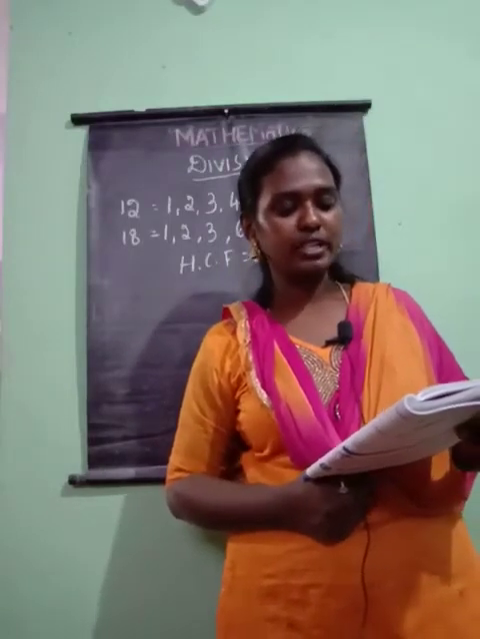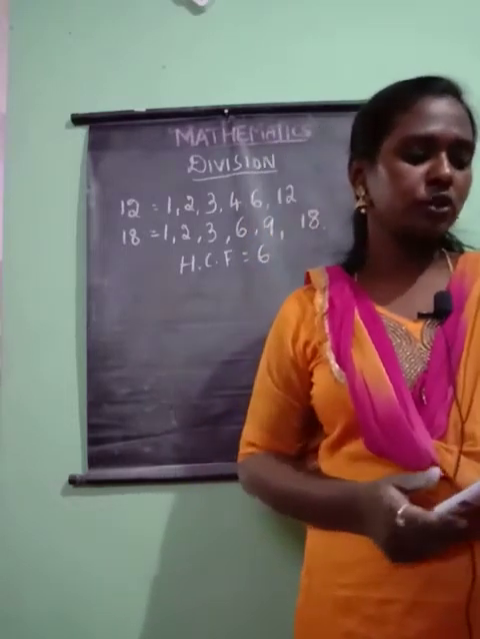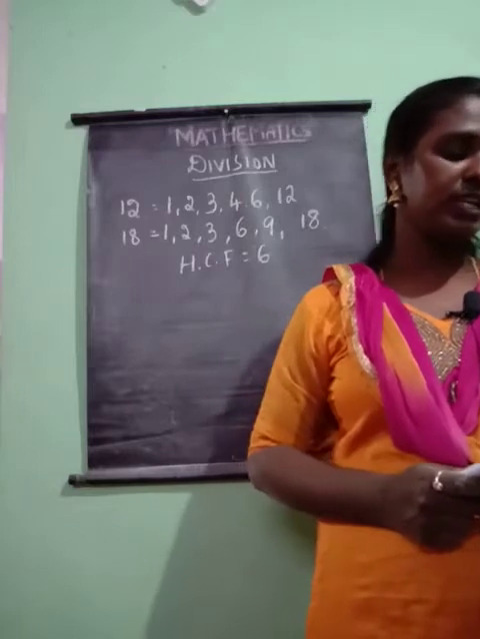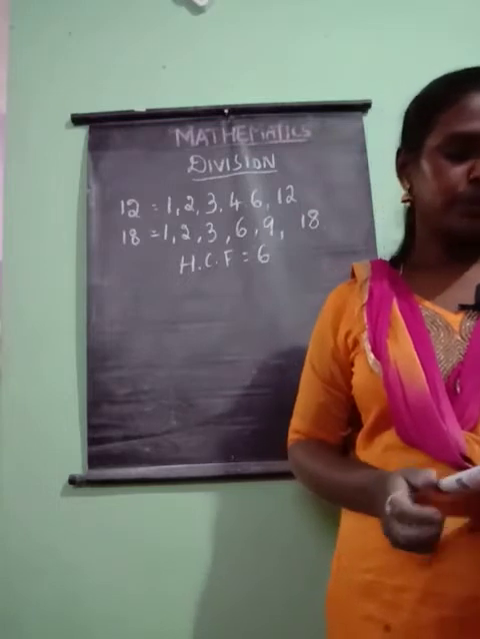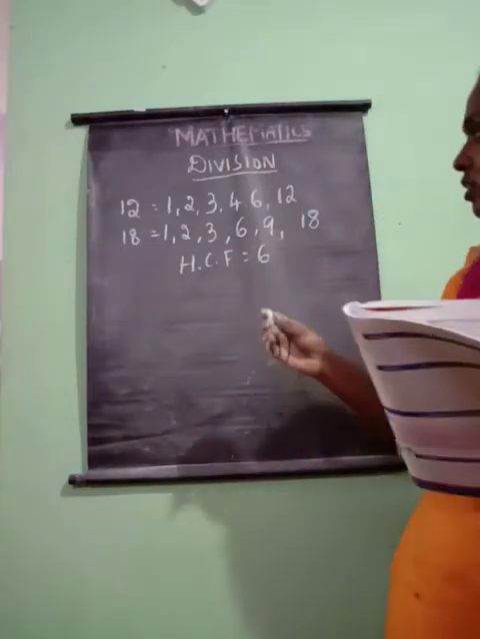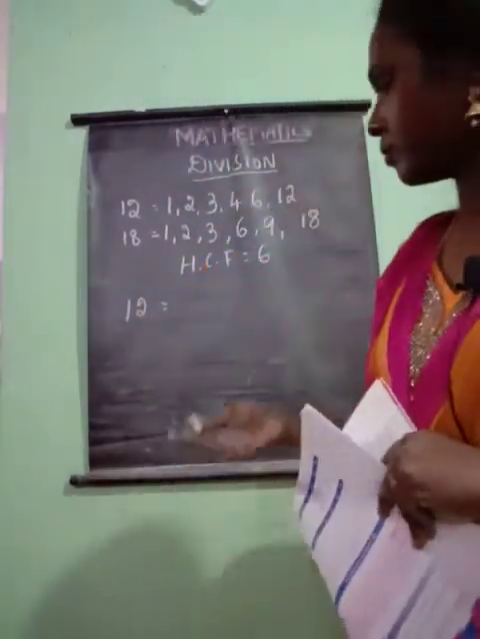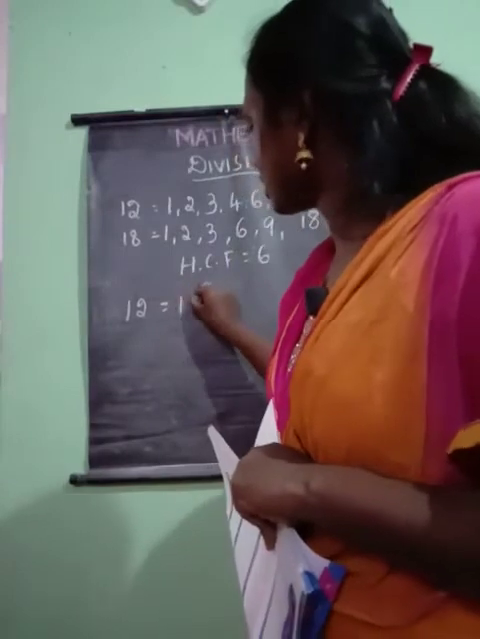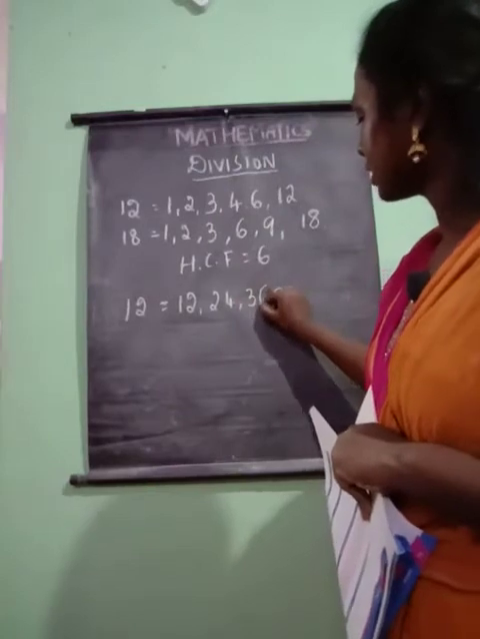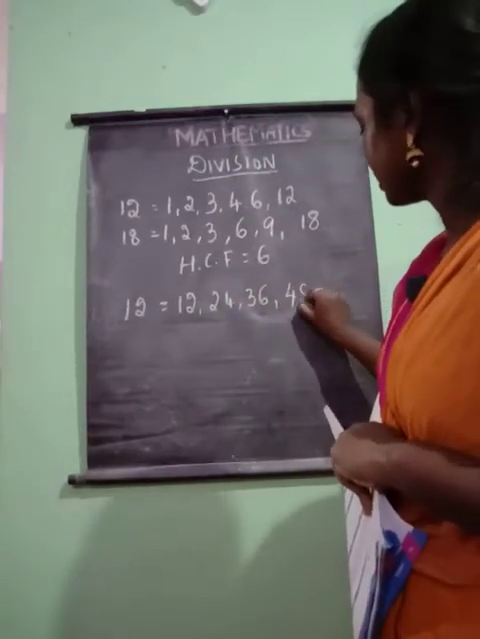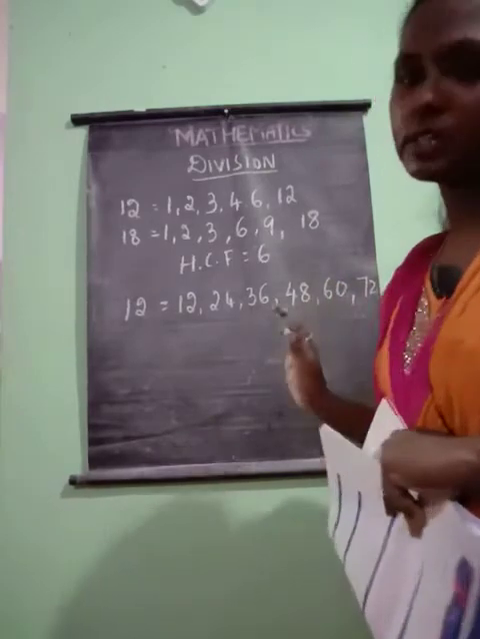Find the least common multiple of 12 and 18. Here you have to write just the multiples of 12: 12, 24, 36, 48, 60, 72. This much is enough.